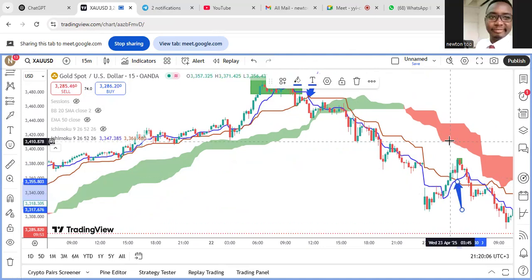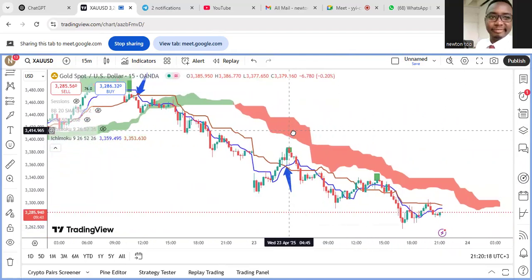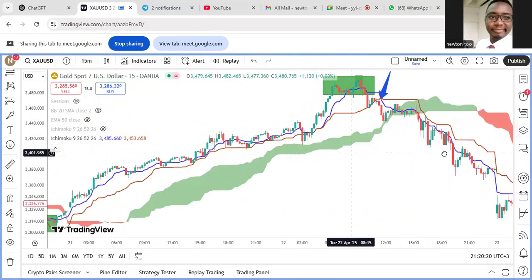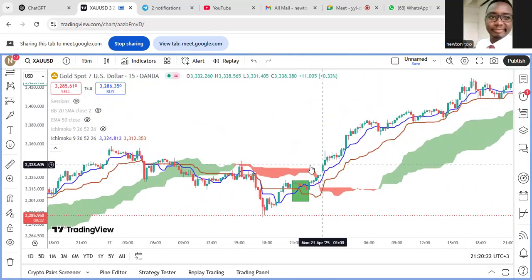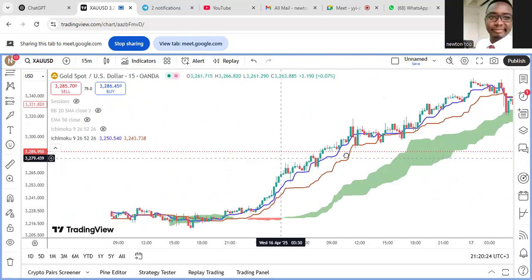So either unasikia mtu anakuambia like, where can I set my TP? This one we are not setting a TP. This one is a trend following indicator.